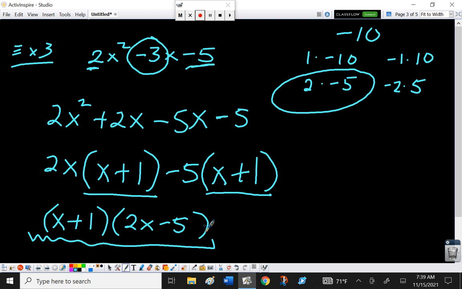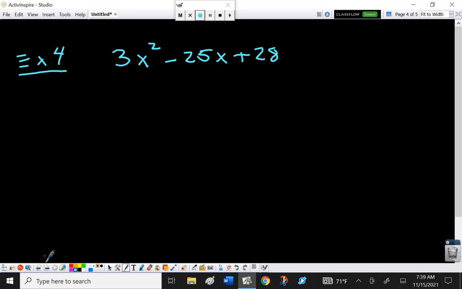So go ahead, pause the video, rest your eyes. Let's go ahead and go to this next example. All right. Write down the factors. Remember, we're multiplying 3 and 28. It turns out that 3 times 28 will give us 84.